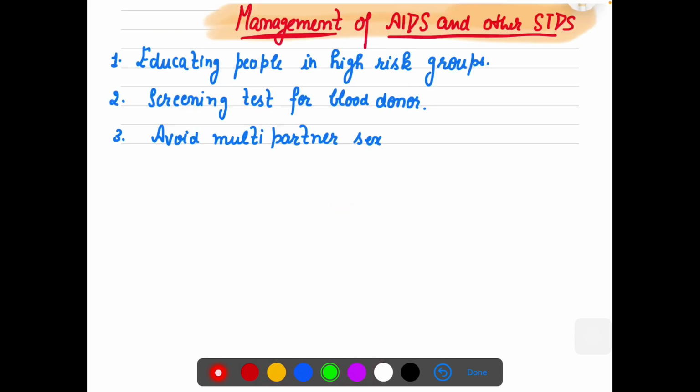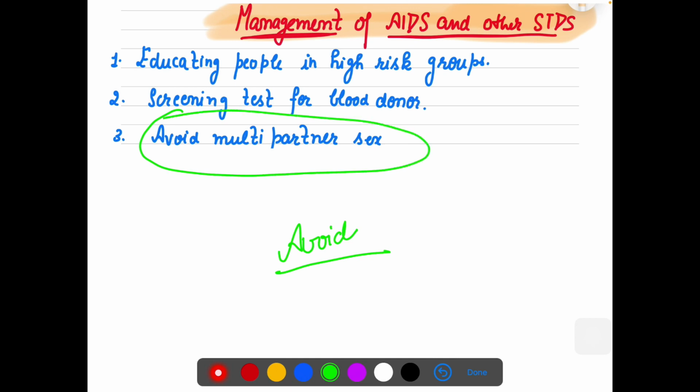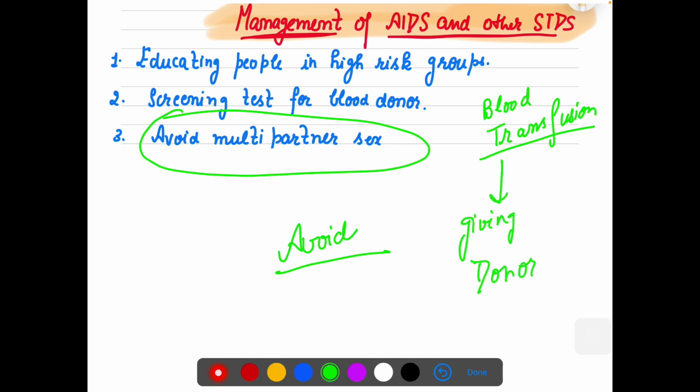Now, what is the management, how you can avoid AIDS and other STDs. First, because these are sexually transmitted diseases, avoid multi-partner sex. Screening, because we said that during blood transfusion, the individual who is giving the blood, what do we call them? Donor. So the donor's blood should be screened, should be checked properly.